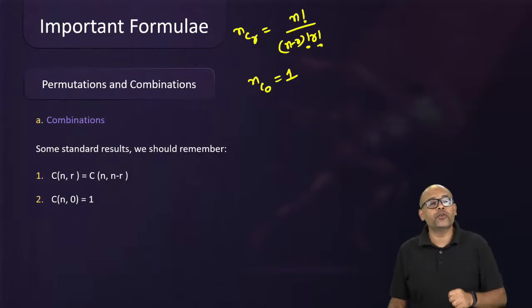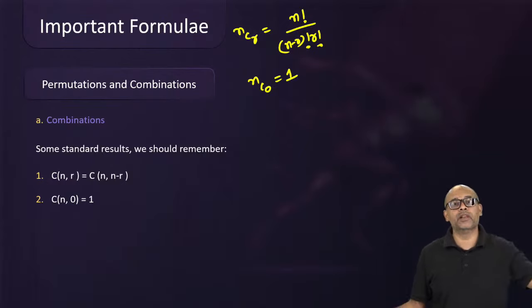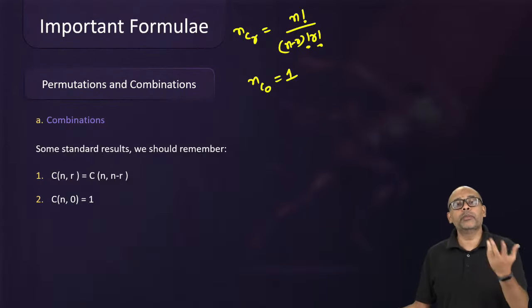So if I say I have 10 people, and I have to pass 0 people from it, how many ways can I do it? Only one way: fail everybody. Correct? That is the meaning.